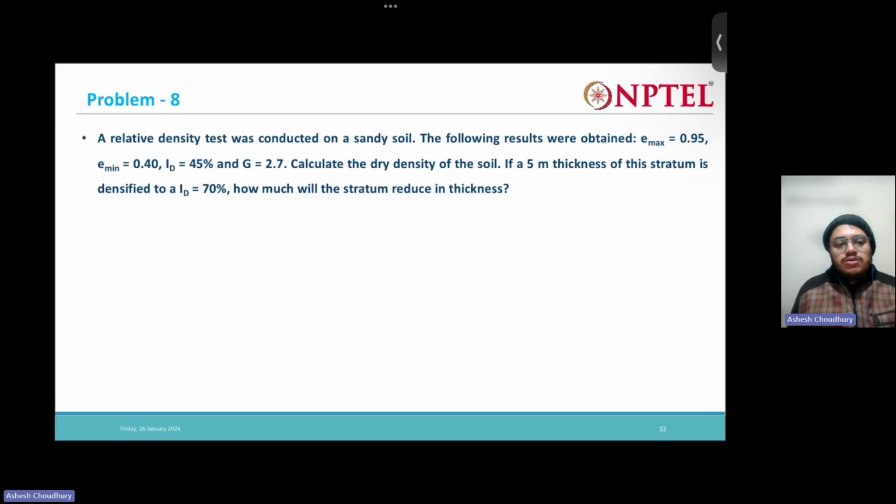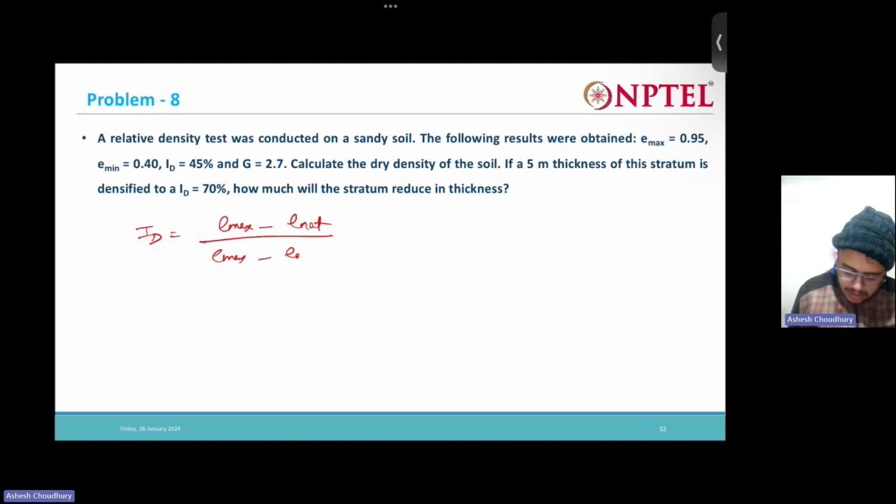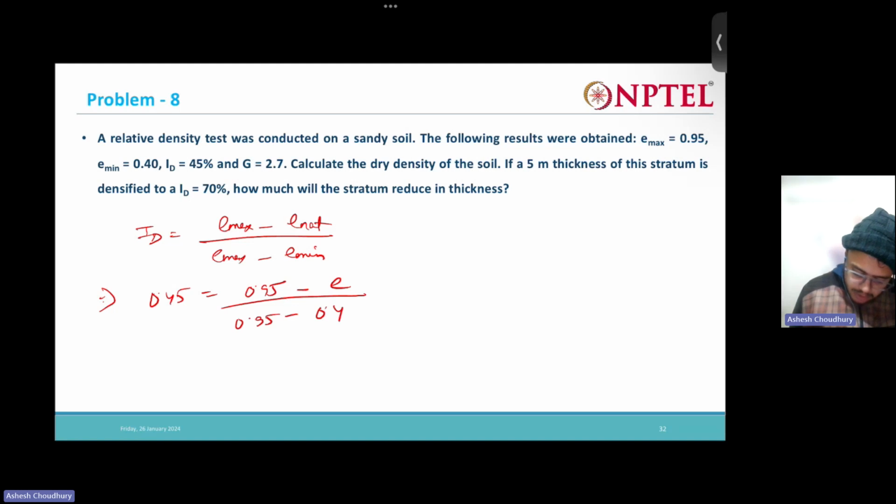Let us just do it step by step. So ID is what? ID equals (Emax minus E natural) by (Emax minus Emin). So 45% is 0.45. Emax is 0.95, minus E, by 0.95 minus 0.4. So what is the void ratio? The void ratio will be this much. Okay, calculate.